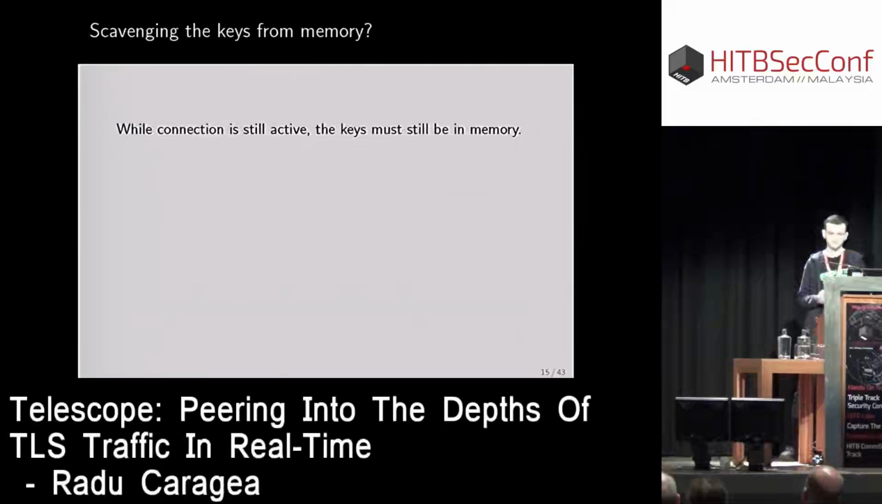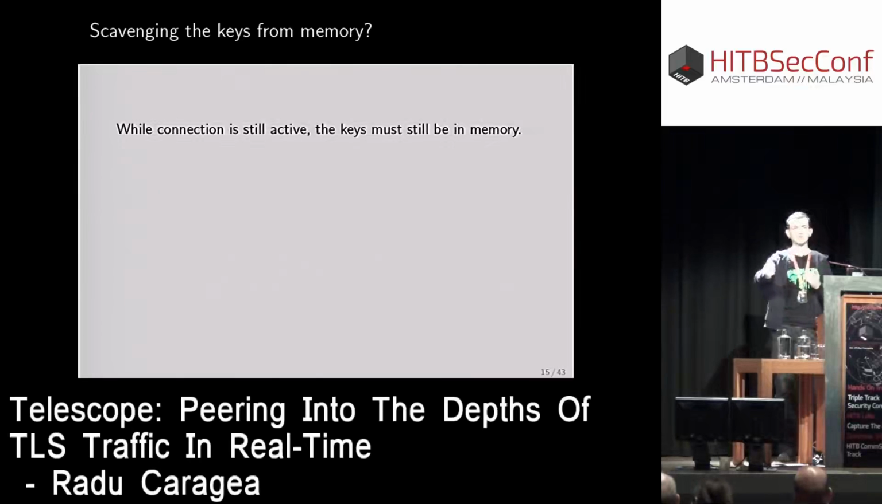But about that memory, this is a key idea. Think about it for a bit. You have a TLS connection. It's still active. So this means that the keys must still be in memory. Why is this? Well, if the connection is still active, then you're supposed to be able to both receive packets and send them. But if you're going to receive packets, you have to decrypt them, right? And if you send packets, you have to be able to encapsulate them through an encryption layer. So this means that if a connection is still active, the keys are in memory.